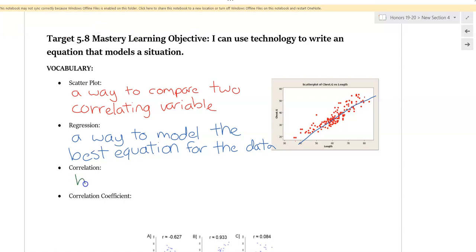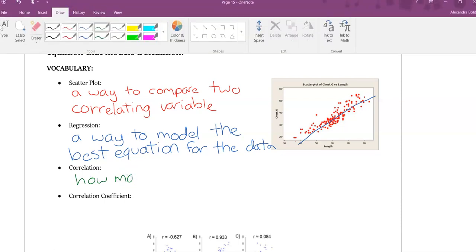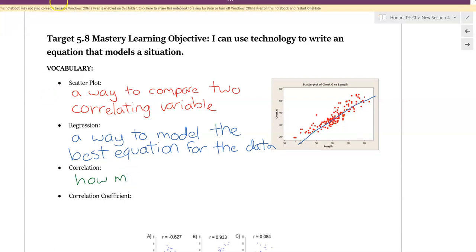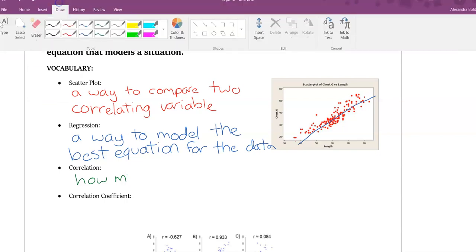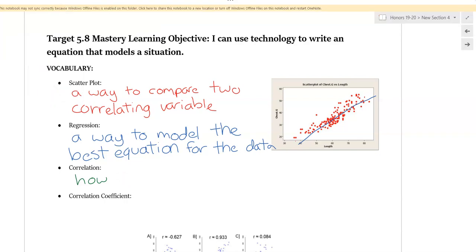Correlation is how strongly the data goes together. So for this, our example is probably pretty strong. They are clumped along that line, right?